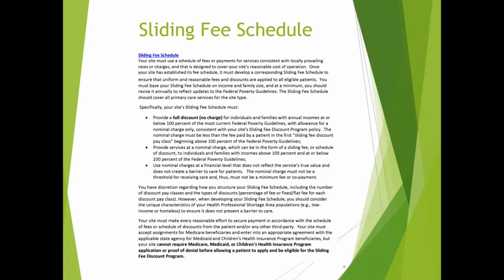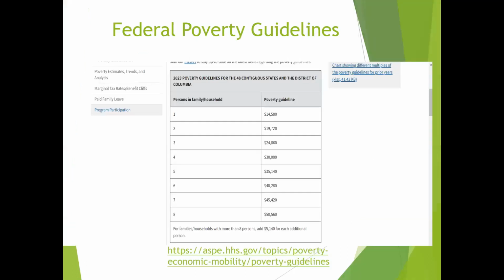So your site must accept assignments from Medicare beneficiaries and enter into an appropriate agreement with any state agency, such as Medicaid, CHIP, but your site cannot require Medicare, Medicaid, or CHIP application or proof of denial before allowing a patient to apply and be eligible for the sliding fee discount program. So even if they do have Medicare, Medicaid, CHIP, you cannot require proof of denial before allowing a patient to apply.